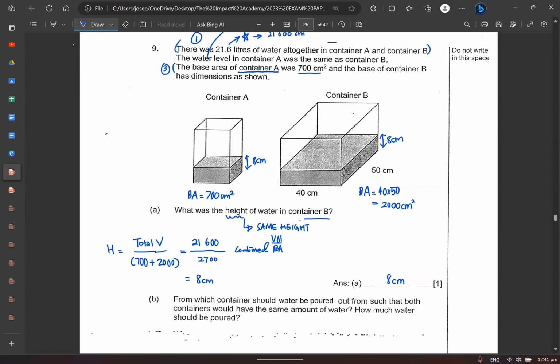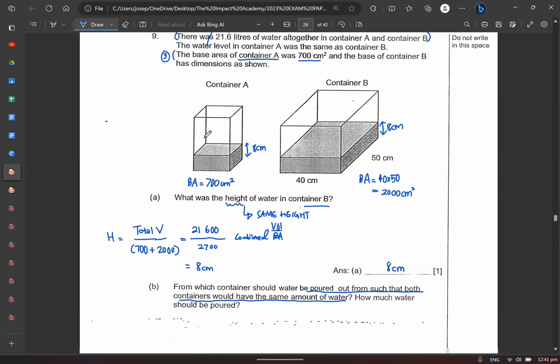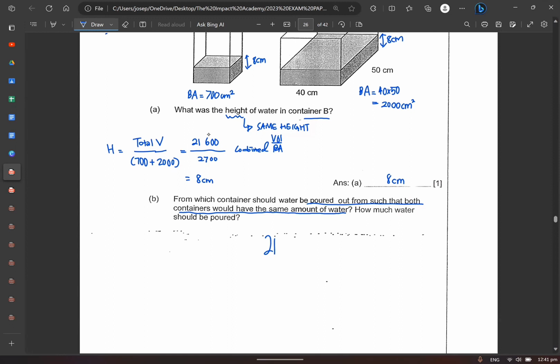Okay, and so we move on to part B. It says, from which container should water be poured out such that both containers would have the same amount of water? Okay, to have the same amount of water, again, there's no tap involved. It's not like there's a tap A and tap B. Over here, we know that the total is 21,600. So if the total is 21,600, we can split it up.